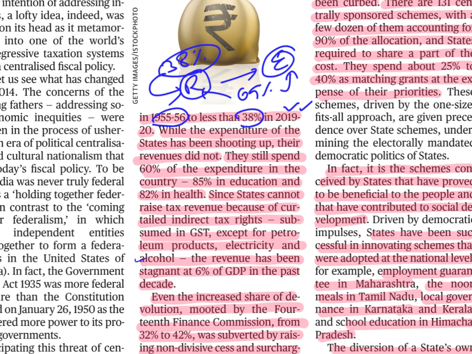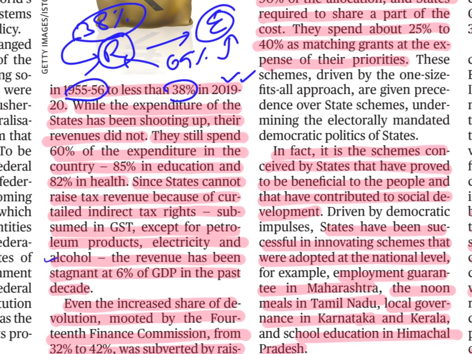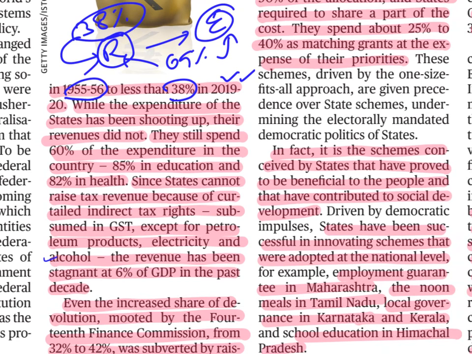So they are relying more and more, depending more and more on center. Even to meet their expenditure, they are depending more and more on center, which means center is taking a lot of revenue and states' revenue has come down, and states have to depend on center to meet their expenditure. That is the situation today. On one hand, expenditure is going up, but revenues did not go up.